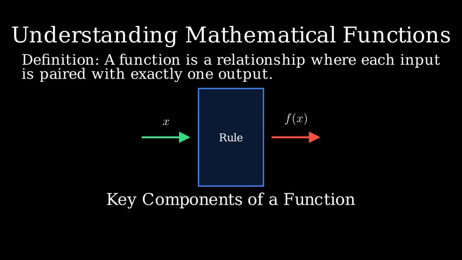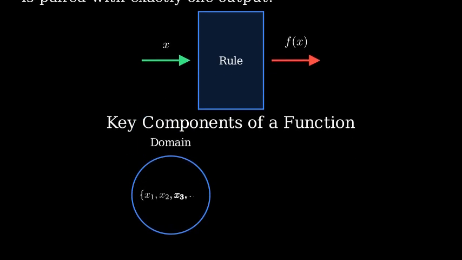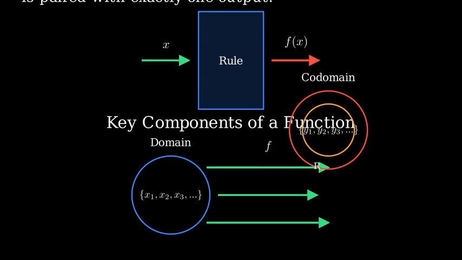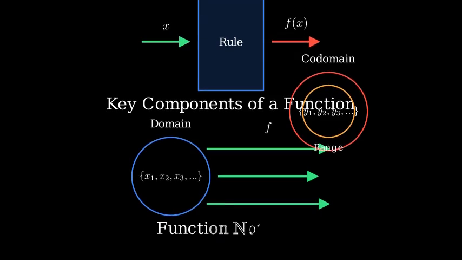Let's look at the key components of a function. A function has three main parts. First, the domain, which is the set of all possible input values. Second, the codomain, which is the set of all possible output values. And third, the range, which consists of the actual outputs that occur when we apply the function to every element in the domain.